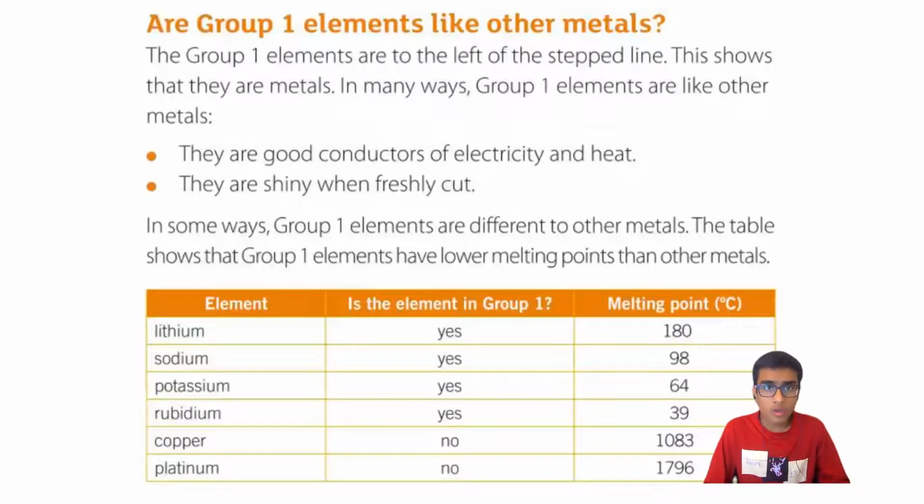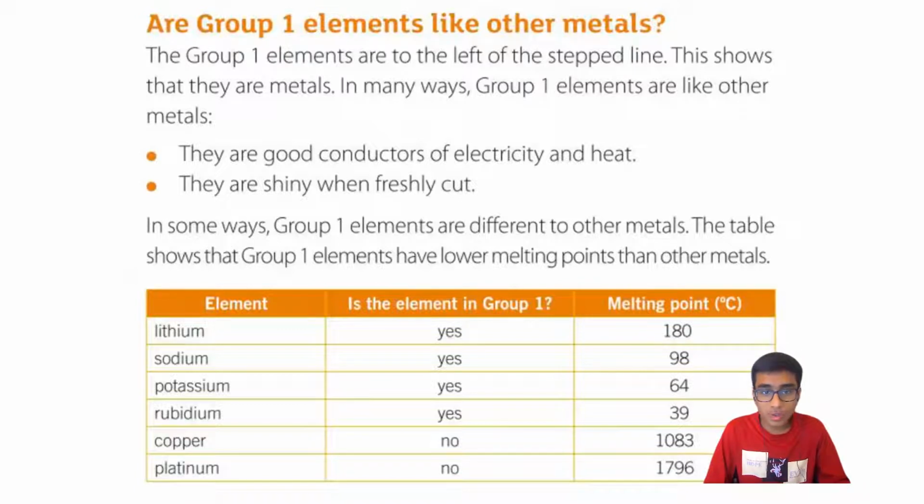So all group 1 elements, like other metals, are to the left of the step line. This shows that they are metals. In many ways, group 1 elements are like other metals. They are good conductors of electricity and heat. They are shiny when freshly cut.